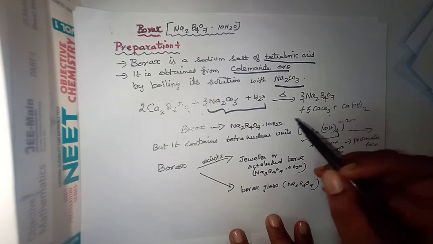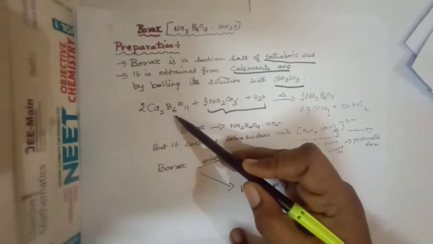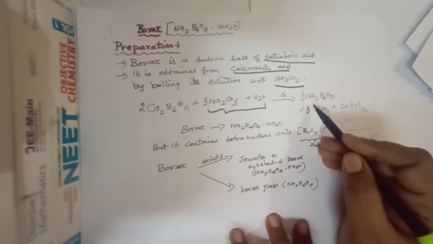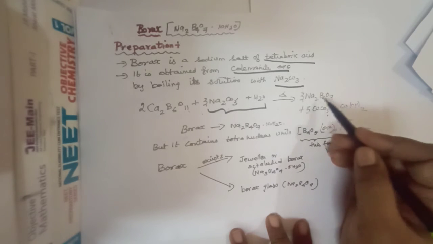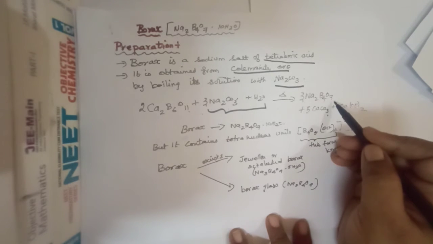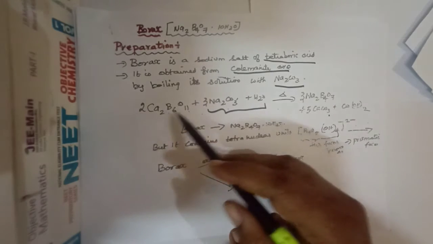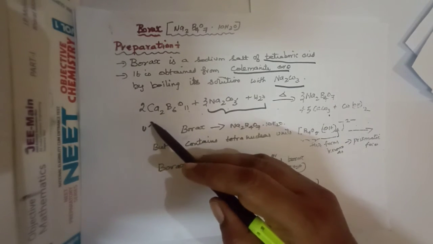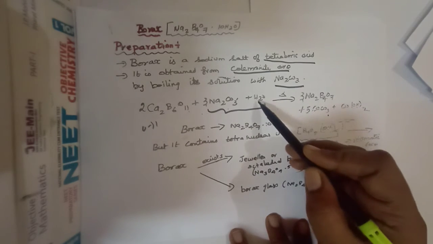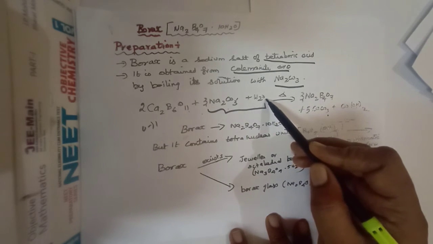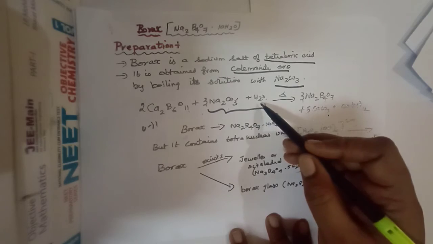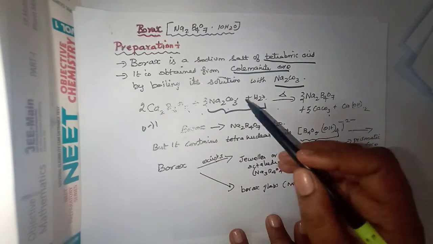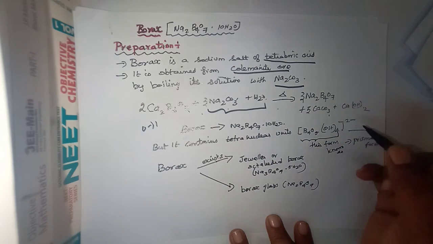Now again I will repeat. How many borons are there? 12 boron. Sodium is 6. 3 Na2B4O7: 3 sevens are 21. Here 2 elevens are 22. One oxygen is there, and water has one oxygen, so 1 plus 1 is 2. Hydrogen also 2. It forms calcium hydroxide. Here is calcium carbonate; carbonate is also 3.